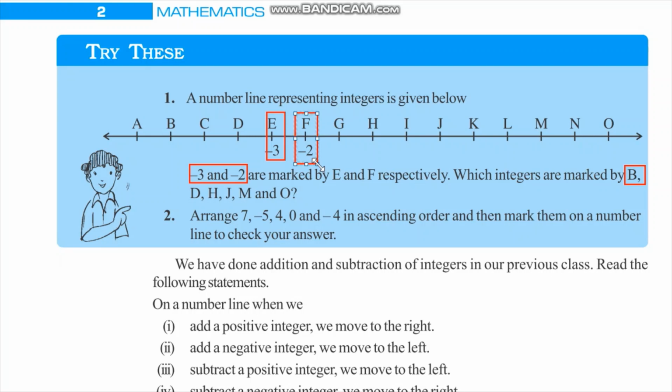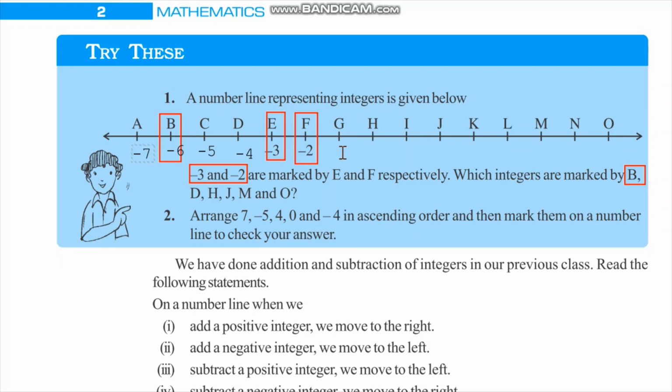Next, we have to find the integers that are represented by these letters. For us to solve this easily, we need to start from the integers that they have given us and fill out the number line. So to the left of minus 3, we will have minus 4. Next, we will have minus 5. So this will be minus 6. And this is minus 7.